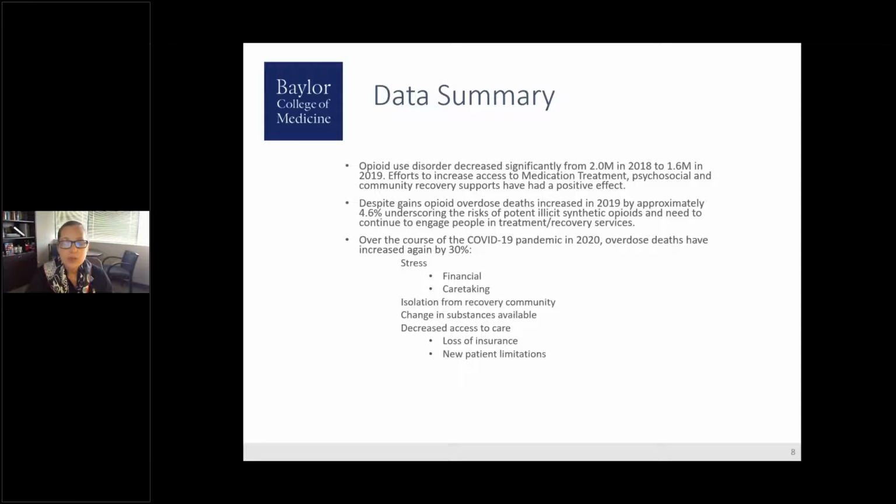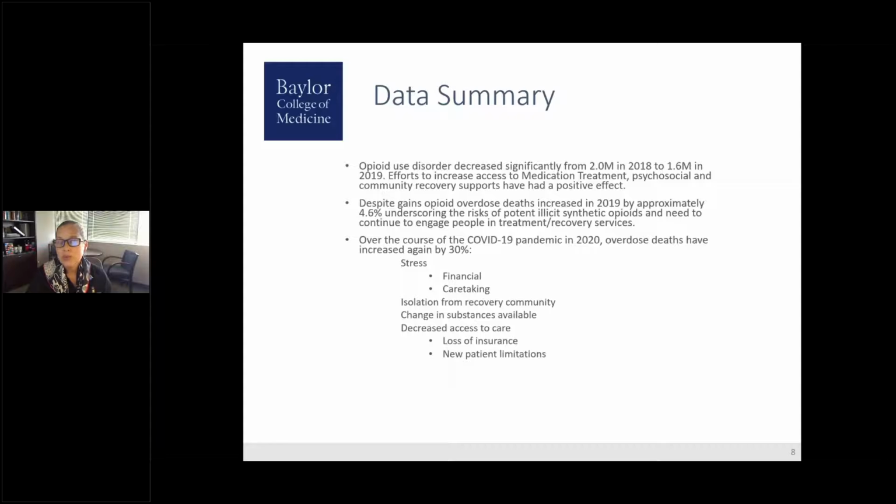Unfortunately, over the course of 2020, in the height of the COVID-19 pandemic, we've seen overdose deaths increase again by 30%. So not 4 or 5%, but 30%. So really skyrocketed. And we think that this is due to increase in stressors, both financial and caretaking stressors, as many schools were closed for all or part of the school year. A real isolation from recovery communities, so increases in relapse for those with a prior opiate use disorder that were in recovery. Change in what substances were available.